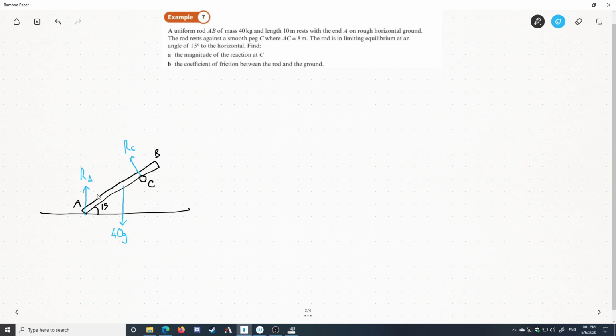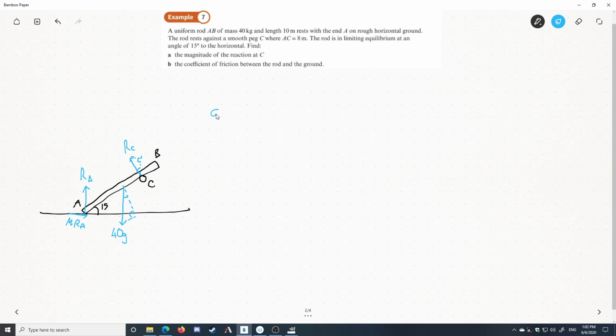And finally, we've got friction. Now, when you're deciding which way friction's going to go, left or right, we know that it's in equilibrium, and this reaction at C is acting to the left, which means that friction must be acting to the right. So we'll label this one as mu times Ra. So that's our force diagram. You might also add on this and this, and both of these angles are 15 degrees.